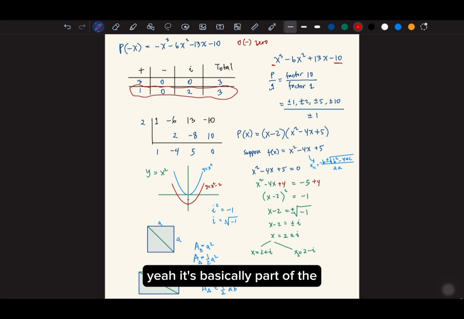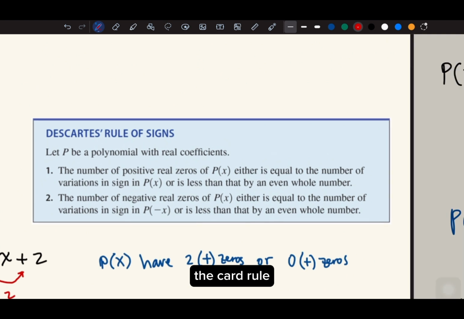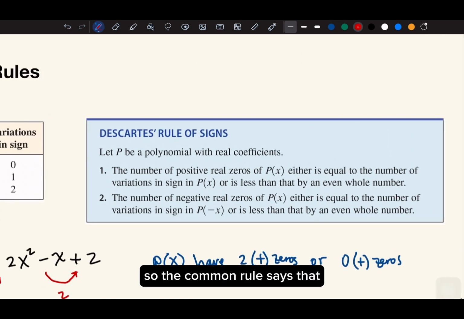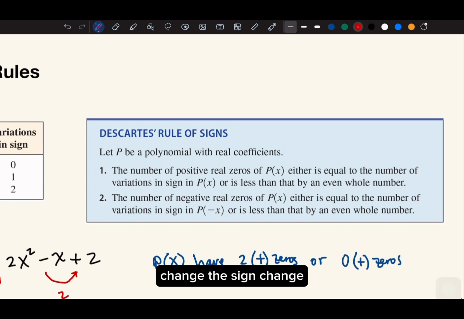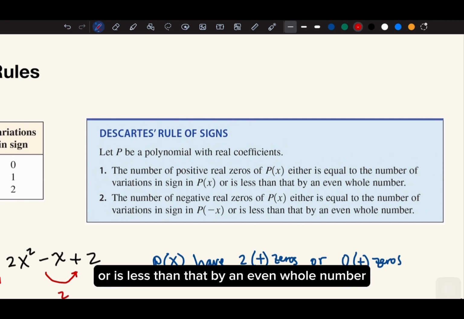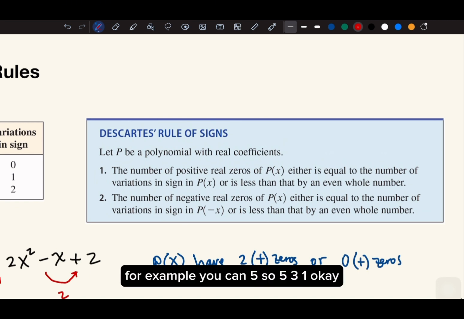Yeah, it's basically part of the rule of signs that is actually being explained by Descartes' rule. Descartes' rule says that the number of positive or negative real zeros is either equal to the number of variations in sign, the sign changes, or is less than that by an even whole number. The even whole number we define as 2, so you use minus 2. So for example, if you have 5, 3, 1. Okay.